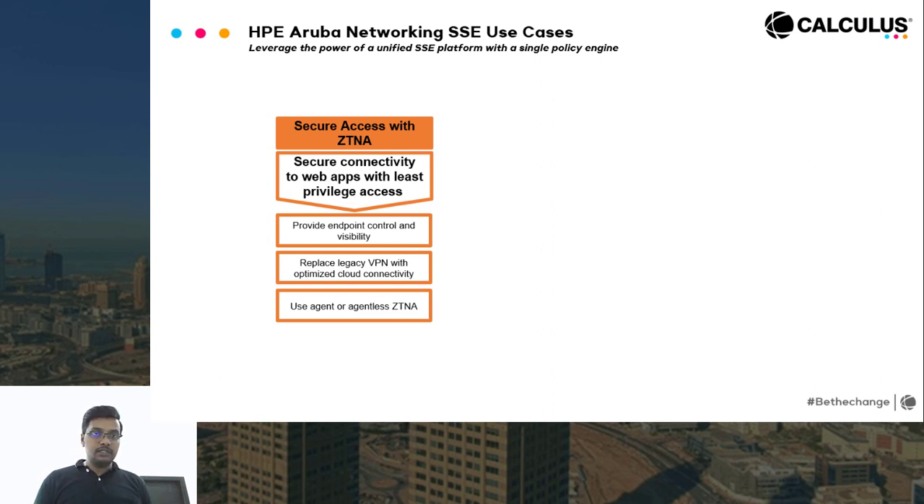Next, the use cases, right? Say a use case for ZTNA will be when we need to provide endpoint control and visibility, and we have to replace our legacy VPN solution with cloud options. And when we want to use both agent or agentless options to utilize both of them for ZTNA. Those could be the use cases for ZTNA.